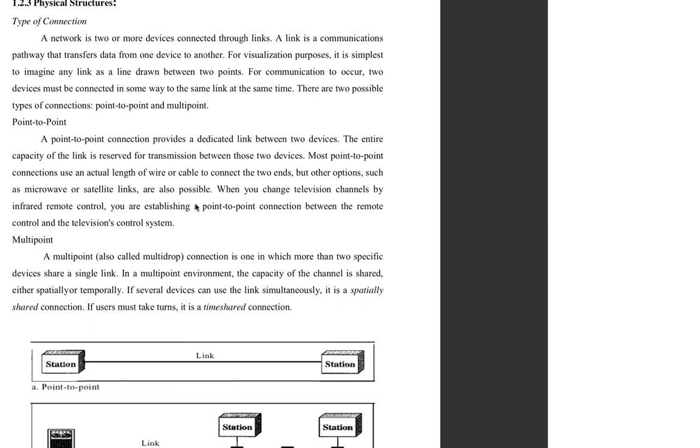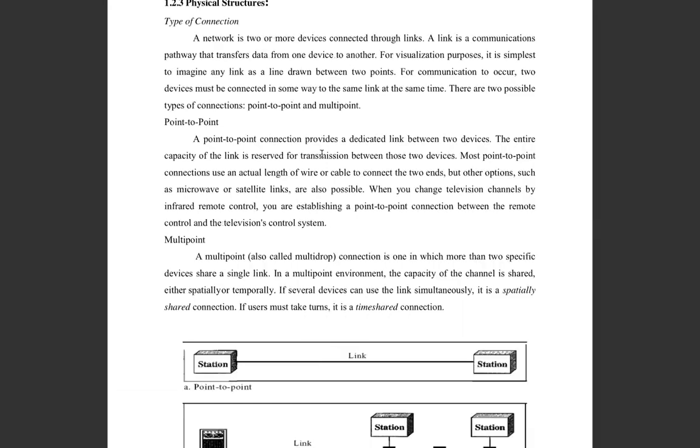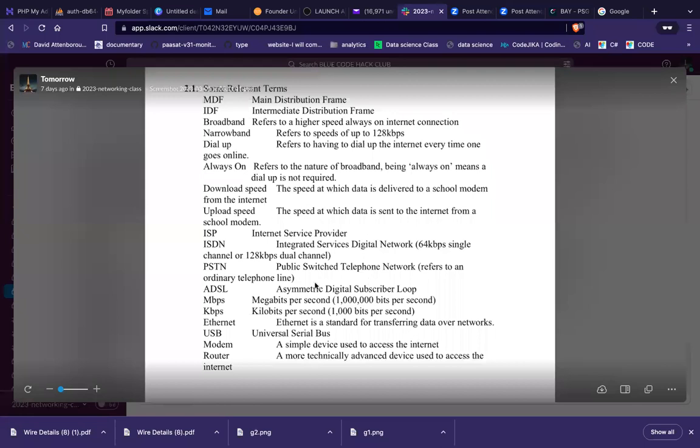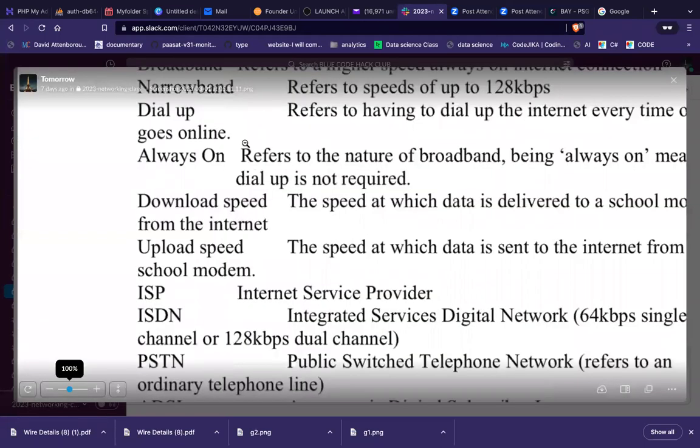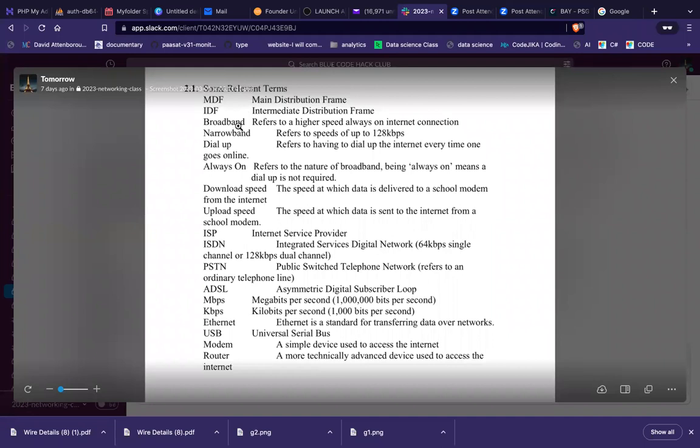Is it the one with the yellow color? Let me see. I've written, take note of these terms. It's a screenshot. Okay, let me try and share something here. As you can see from my screen, this is in the Slack channel. Please take note of these terms too.